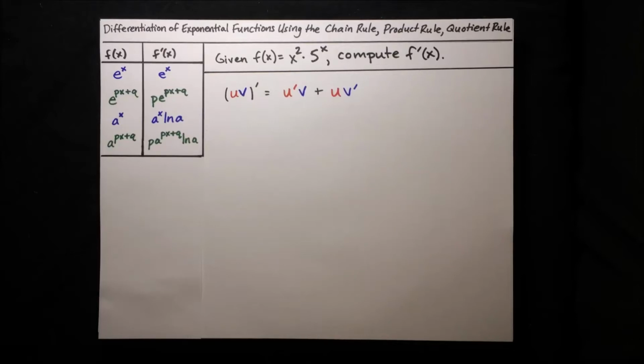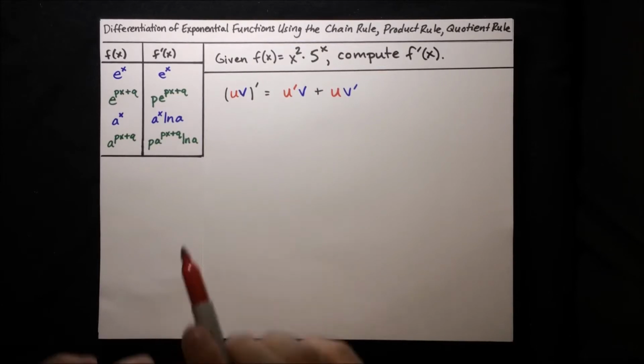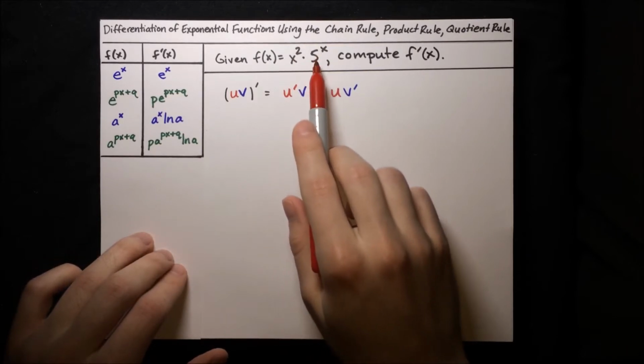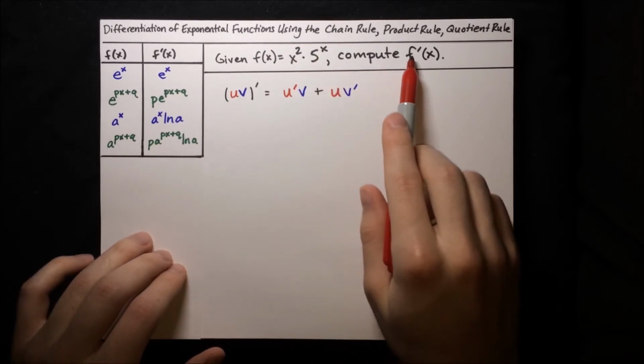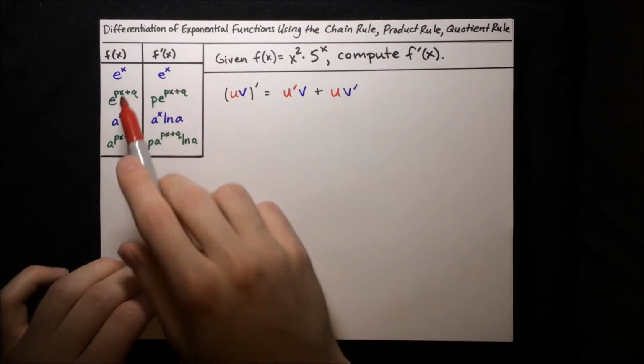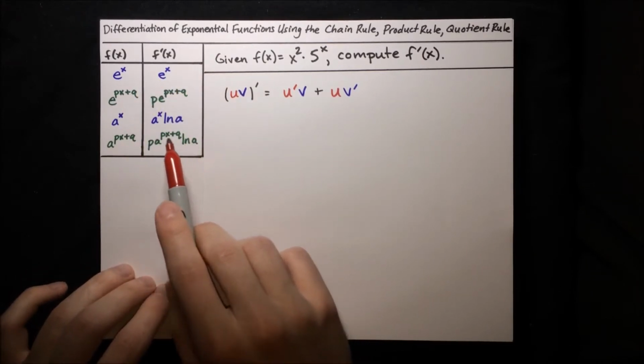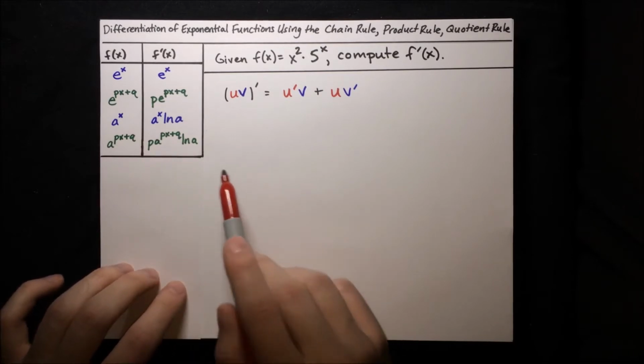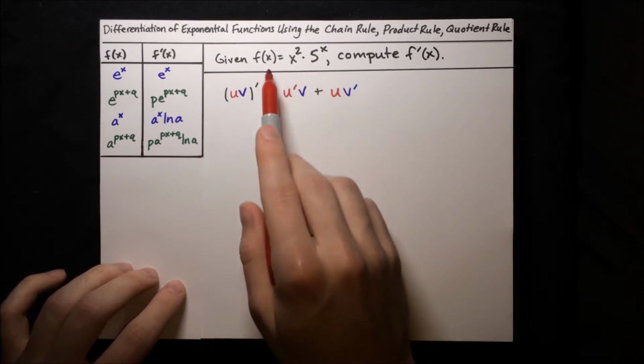In this video, I'm going to show you how to differentiate exponential functions using the chain rule, product rule, and quotient rule. So here we're given that f of x is x squared times 5 to the x, and we want to compute the derivative f prime of x. And here we've got a table of some rules that we can use to do this. We've got derivatives of exponential functions here. Okay, so let's get on with computing this particular derivative.